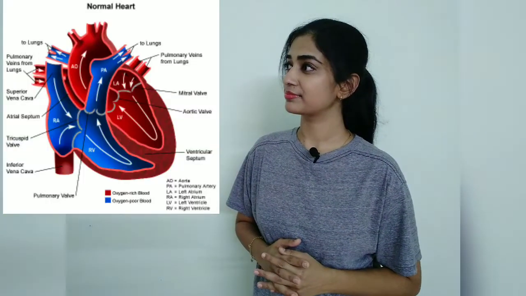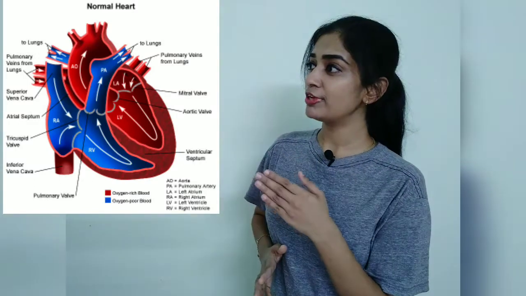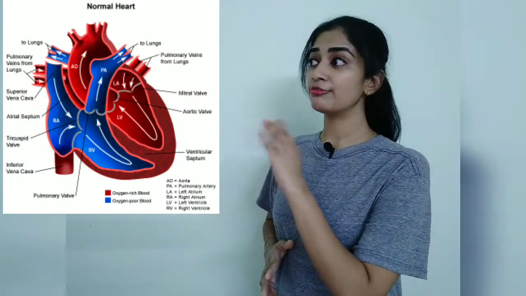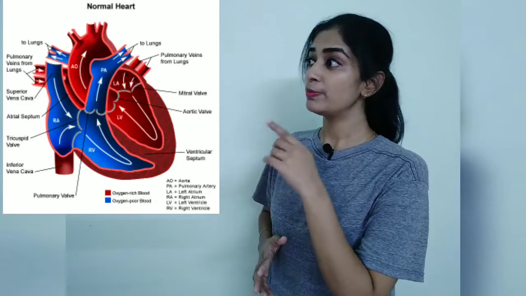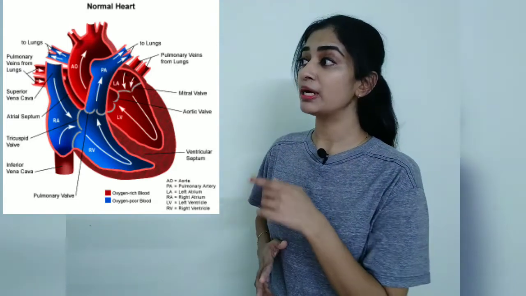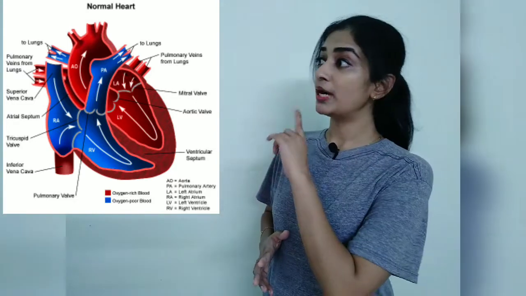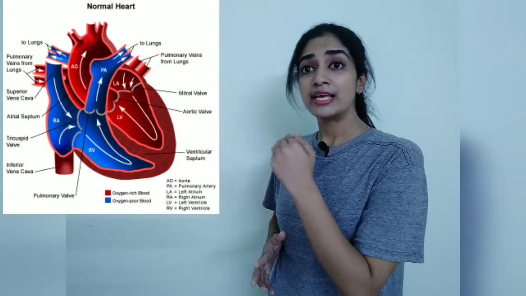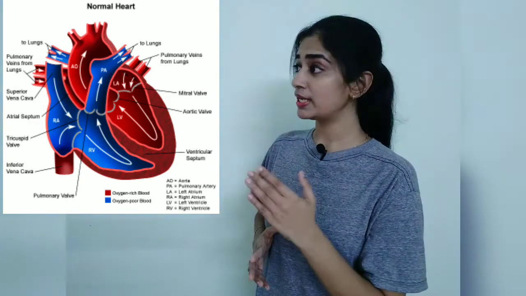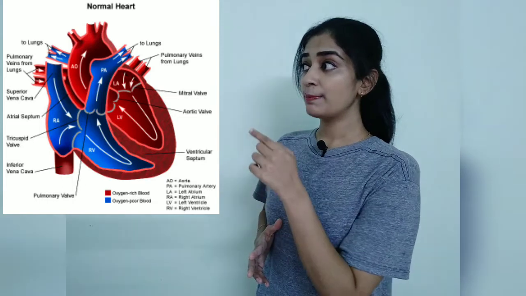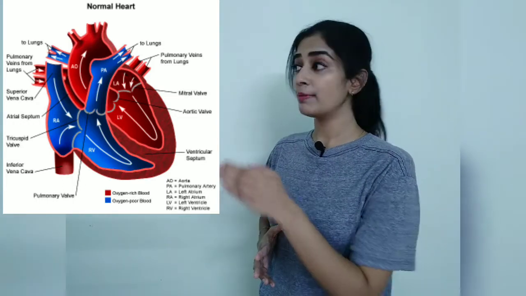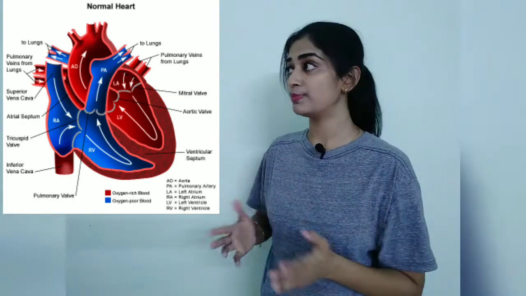Now let's look at how our heart functions. The superior and the inferior vena cava bring the impure blood from the body to the right atrium, which passes to the right ventricle and through the pulmonary artery to the lungs. The pulmonary vein in turn brings the pure, or oxygenated, blood from the lungs to the left atrium and then passes to the left ventricle, which is then pumped out through the aorta to the rest of the body.